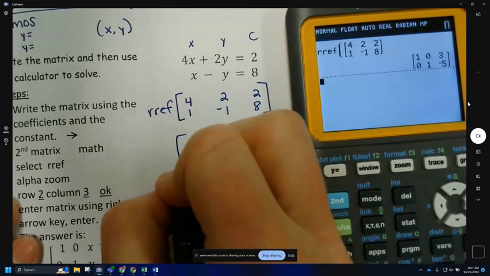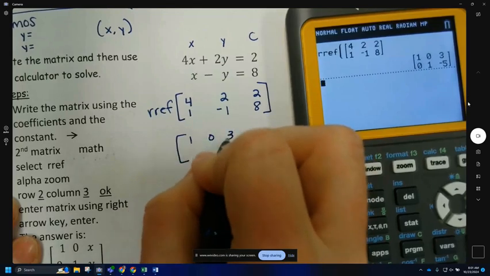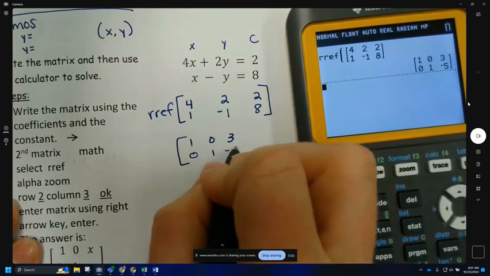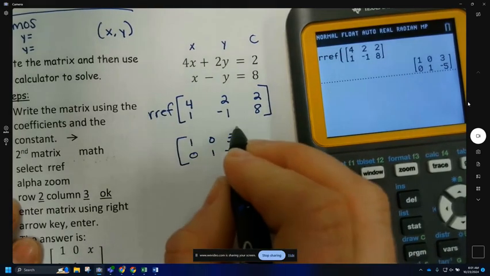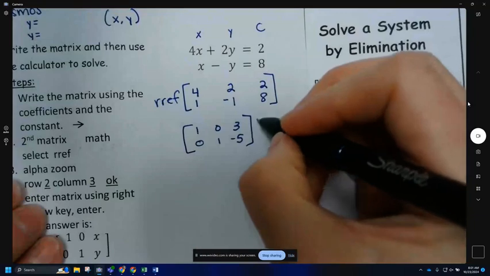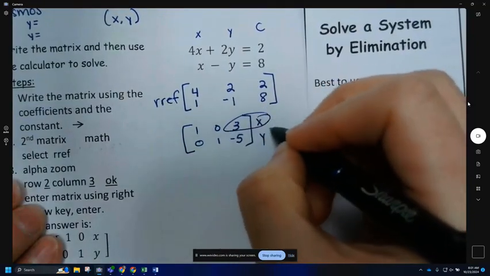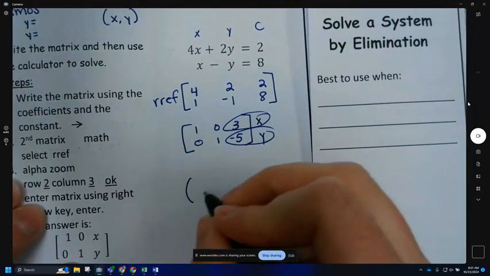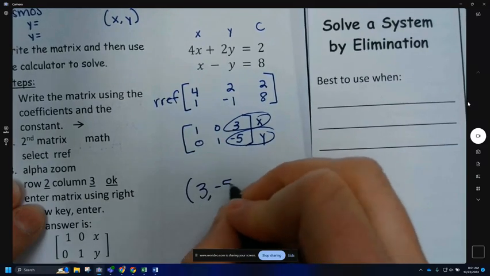And so our output matrix is 1, 0, 3, 0, 1, negative 5. So this is our x, this is our y. So our coordinate pair for our solution is (3, negative 5).